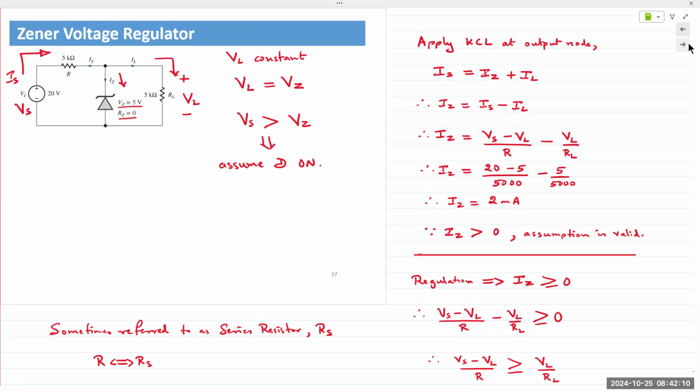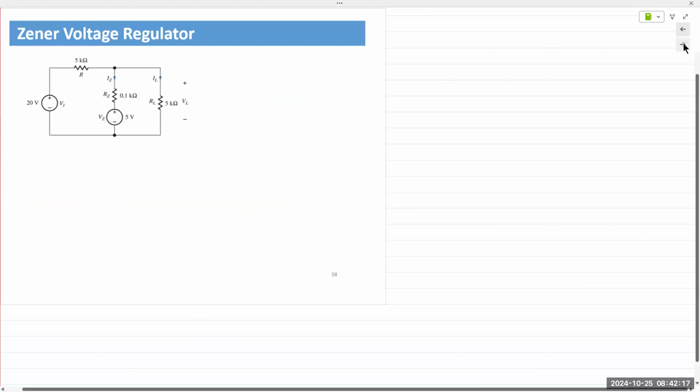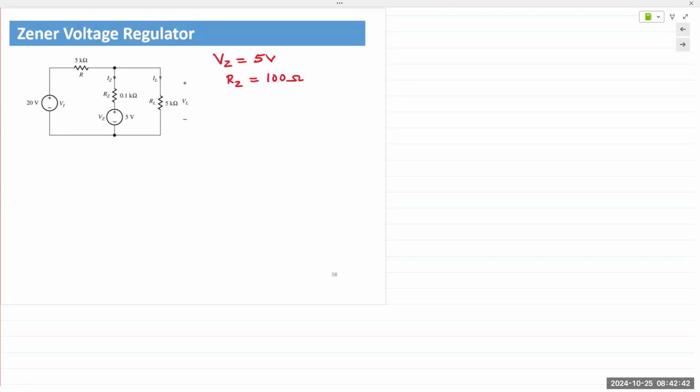All right. So in this example, RZ was equal to 0. What if RZ had a value, as will often be the case in real-life components? RZ is not 0. RZ actually has a value. In this case, we have VZ as 5 volts and RZ as 100 ohms. Everything else about the circuit is the same. So if there is some Zener resistance, how does it affect our output?